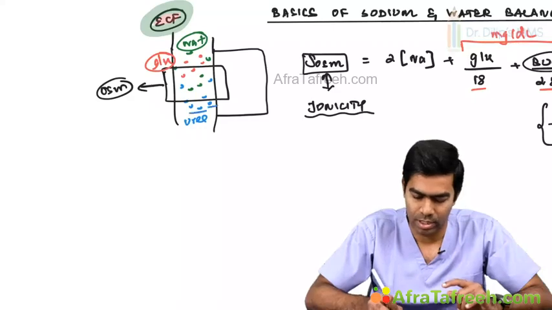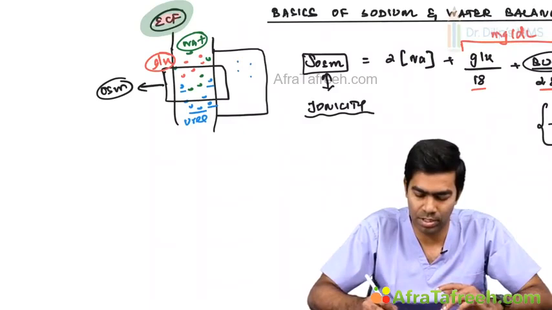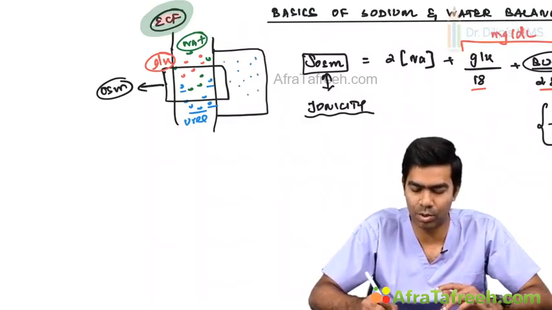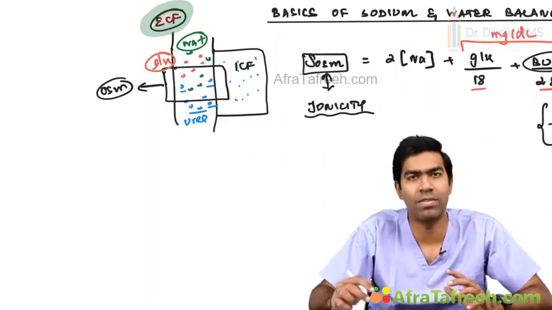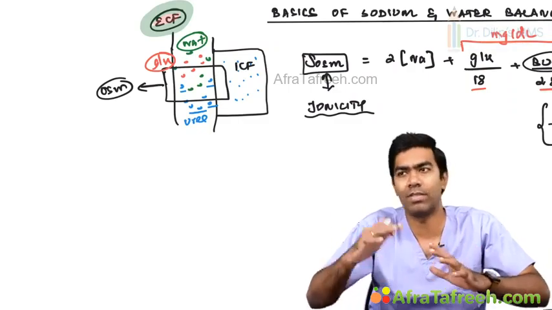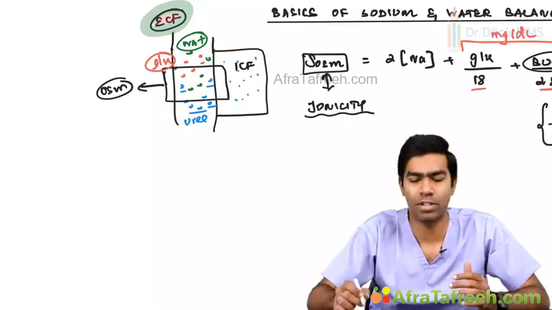Whereas urea is something called a permeant solute. What do you mean by a permeant solute? Urea can be present both in the intracellular compartment as well as the extracellular compartment, which means it is in equilibrium between the ECF and the ICF. So they are solutes only, but they are permeant solutes.